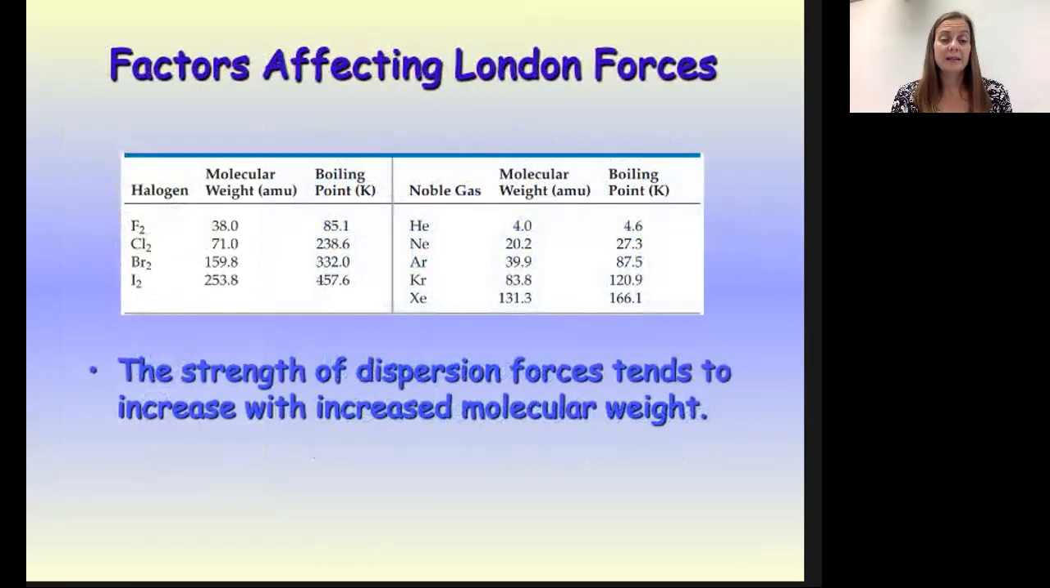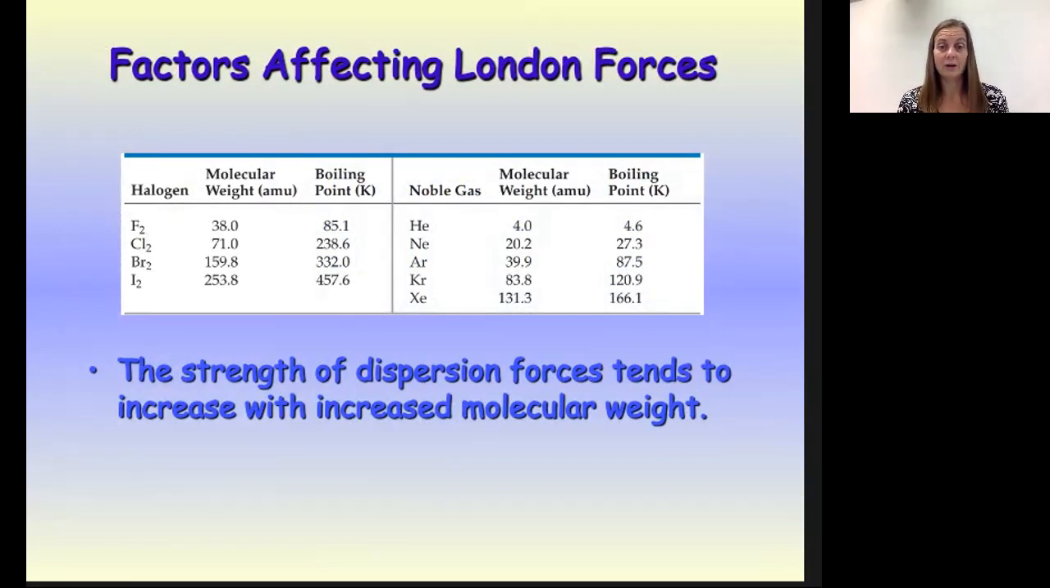Okay, the biggest thing that affects London forces is the number of electrons. The more electrons there are in the electron cloud, the more polarizable that electron cloud becomes. So what that means is that we can use atomic mass or molecular weight as a shortcut to tell us how many electrons there are. And therefore, the more massive it is, the more electrons it has, the more polarizable it will be. And so you can always look at molar mass to compare two nonpolar molecules and know which one is going to have the stronger London dispersion forces.